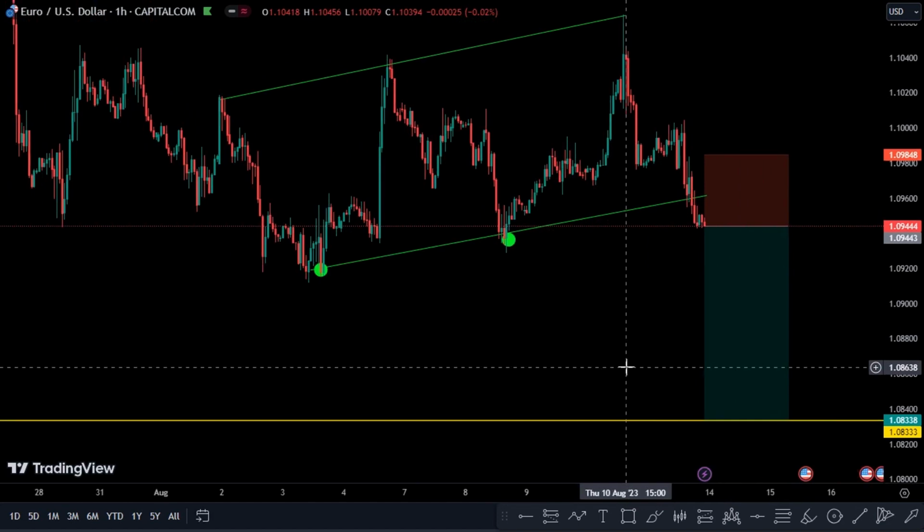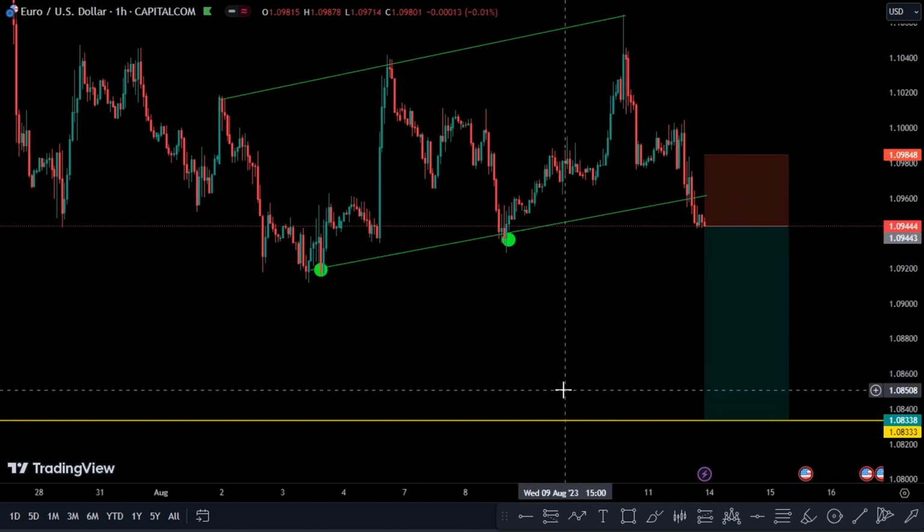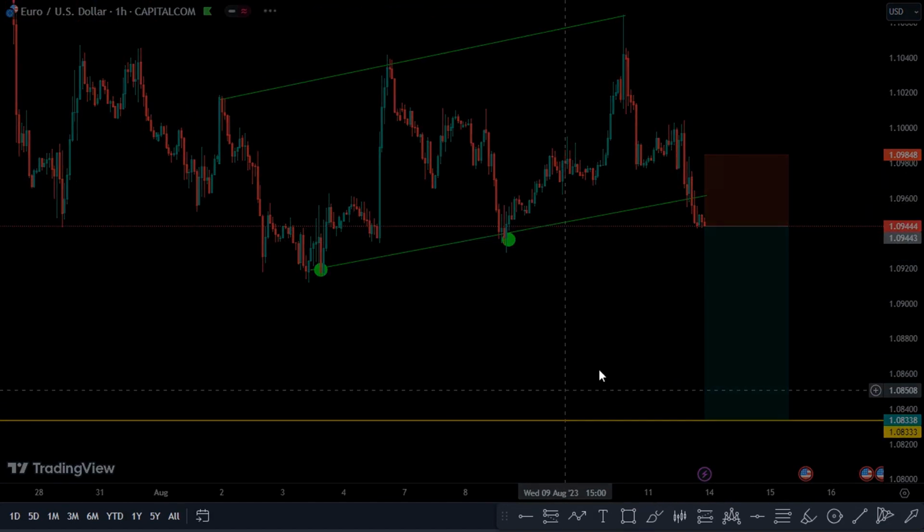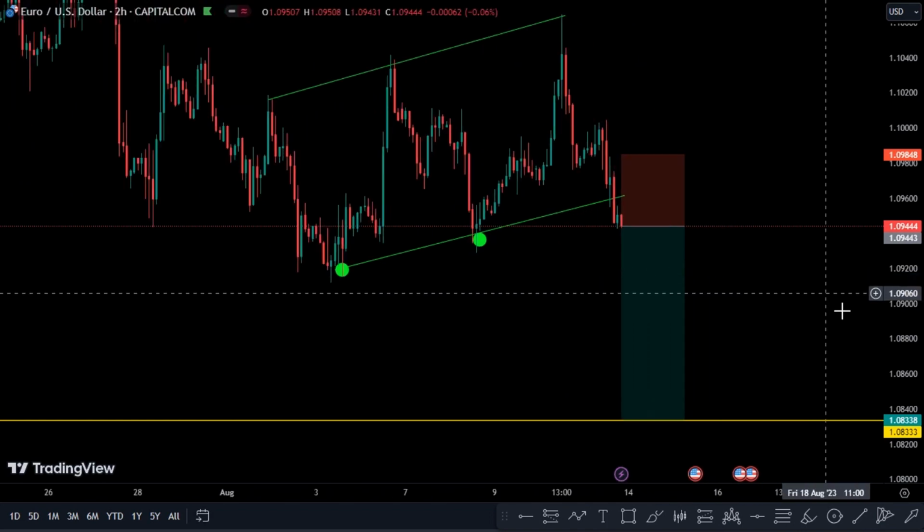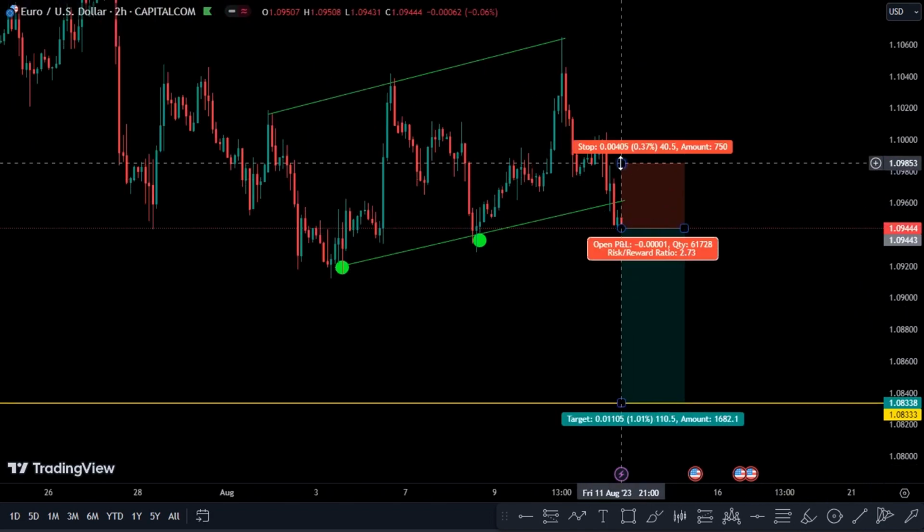Okay, we would have a structure like this on EU. Okay, let me just check something. Okay, we would have a structure like this on EU. That's a conservative stop loss.